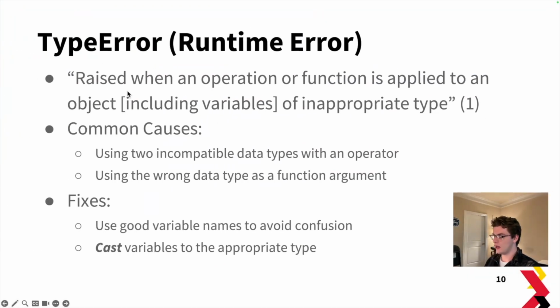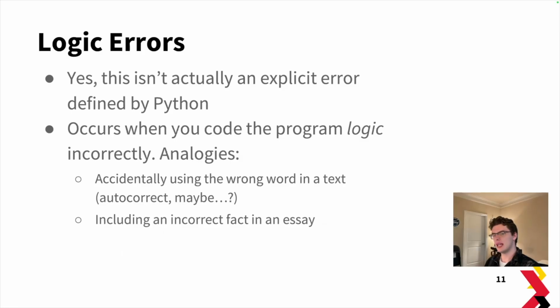So we've gone over the type error, the common causes and fixes, and casting from one variable type to another. Now let's talk about logic errors, and we've actually just seen one. This is not actually an explicit error defined by Python. Your logic error will actually work just fine. It's a conceptual error type, and it occurs when you code the program logic incorrectly.